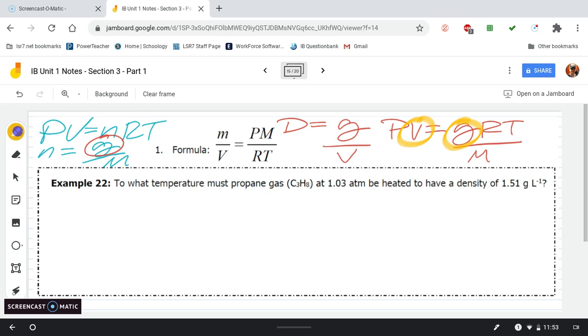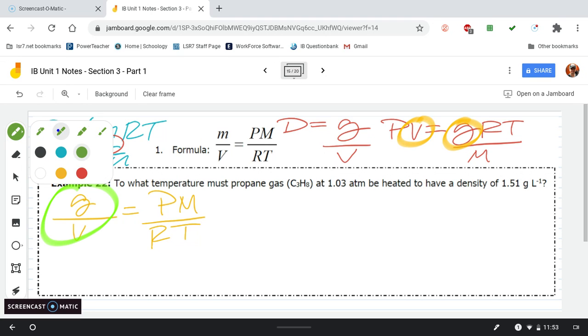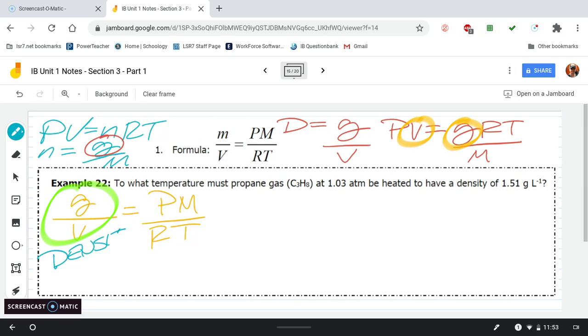And so once again, the m is the same as grams. So you might want to remember it like this, that grams over volume equals pressure times molar mass over R times T. But this whole thing here is density. So it's possible to replace that with a single number. So let's go ahead and take a look at a problem.